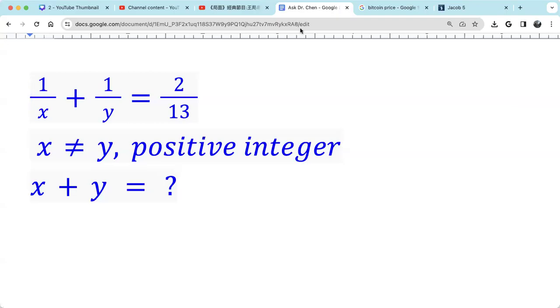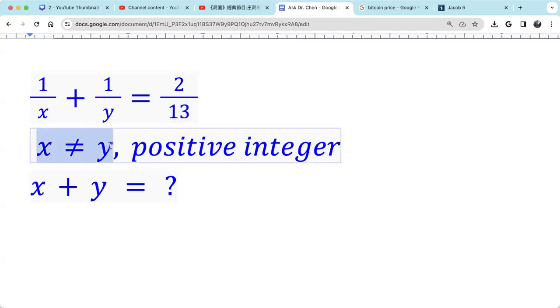Let's see this question. We're given an equation with two variables, x and y. And we assume x and y are not equal to each other and both positive integers. But if x can equal y, one solution would be x equals y equals 13, right? Because 1 over 13 plus 1 over 13 would be 2 over 13.